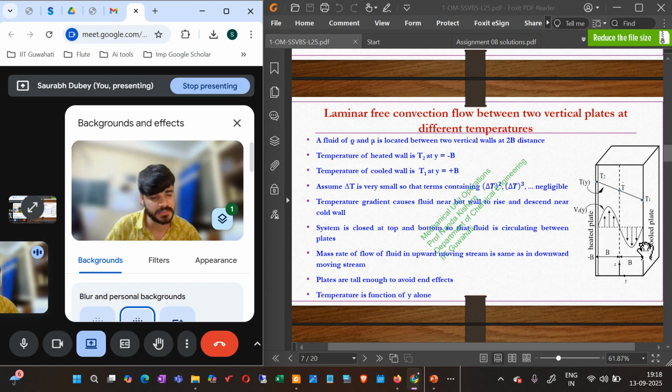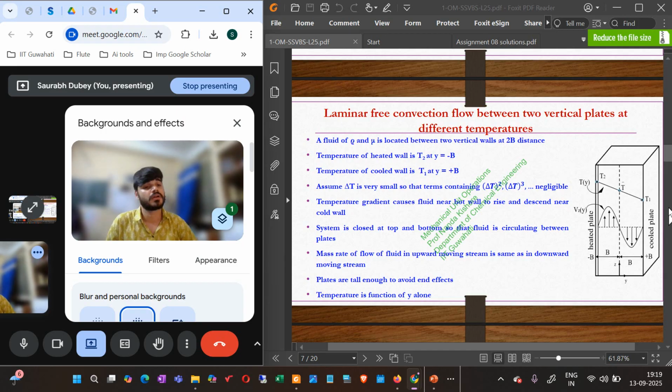And the distance between them is 2b. This is the y direction, right? And then you see here, the colder temperature you are taking as T1, the hotter temperature you are taking as T2, and any temperature in between is T bar. T bar is what? T1 plus T2 by 2, right?